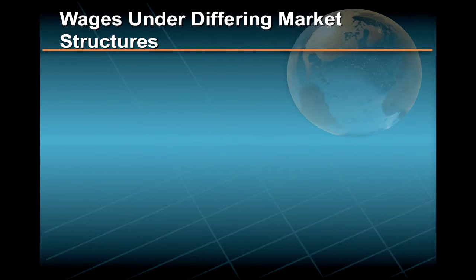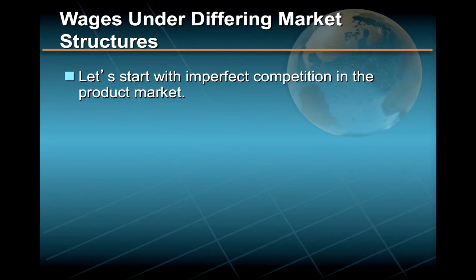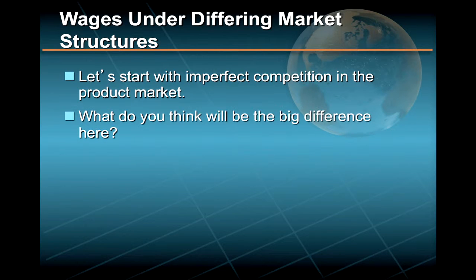Let's turn now to a discussion of wage rates under differing market structures in both the labor and product markets. And let's start with imperfect competition in the product market. What do you think will be the big difference here?